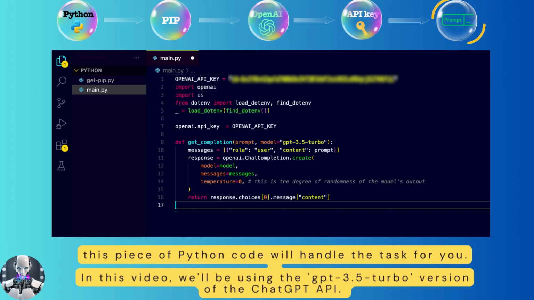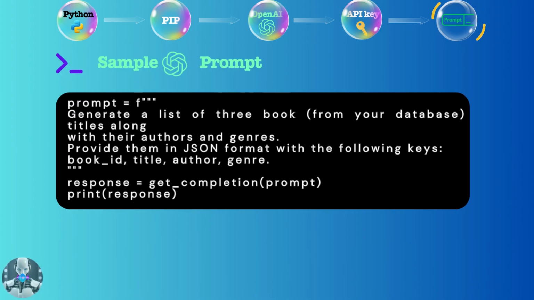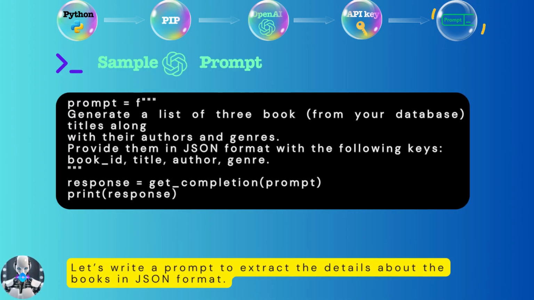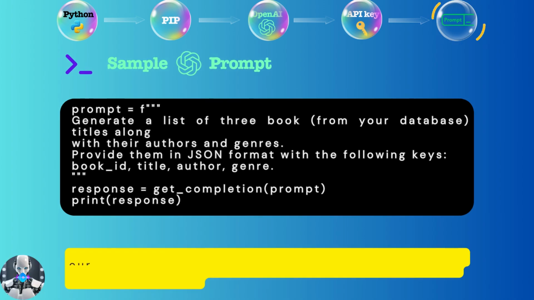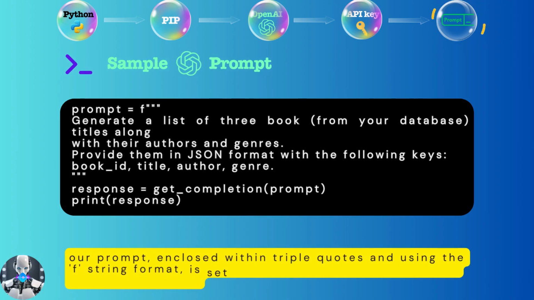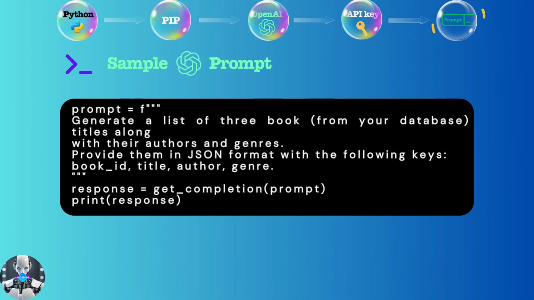In this video, we'll be using the GPT 3.5 Turbo version of the ChatGPT API. Let's write a prompt to extract the details about the books in JSON format. Our prompt, enclosed within triple quotes and using the f-string format, is set up on the screen. It is available in the description.